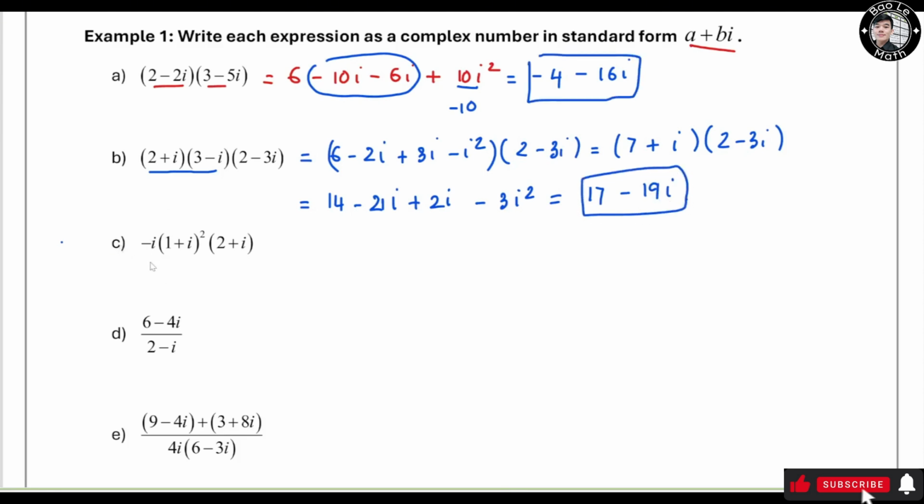Now question C. We have negative i, and then we're going to use the perfect square formula for this. It's going to be 1 plus 2i plus i squared times 2 plus i.